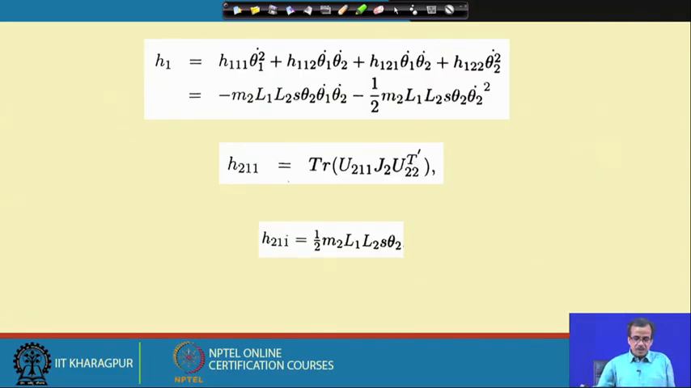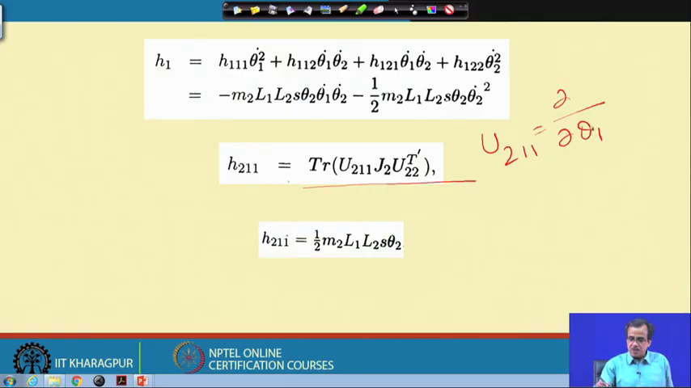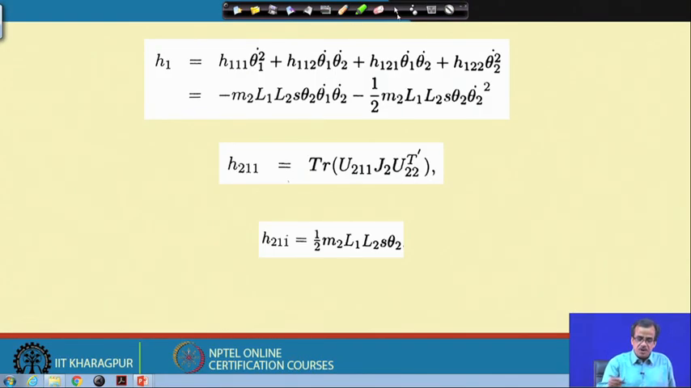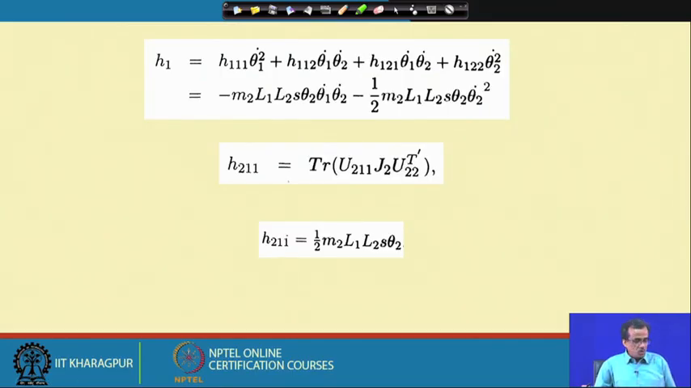So this is your h 211, the expression as we have already seen. Now once again we know that u 211 is nothing but the partial derivative with respect to theta 1 of u 21. J 2 we know, u 22 transpose we know. So these matrices we can multiply and find out the trace, and the trace will become equal to this. So this is the expression for h 211.